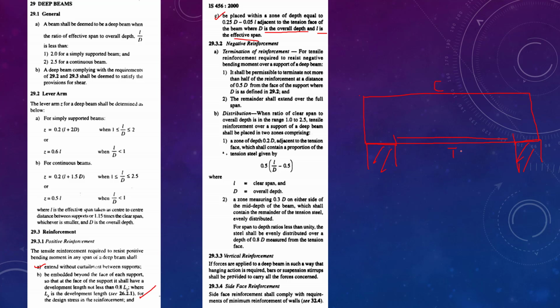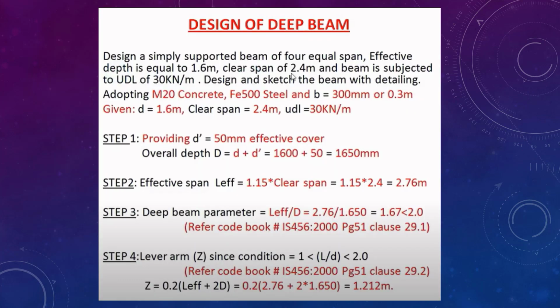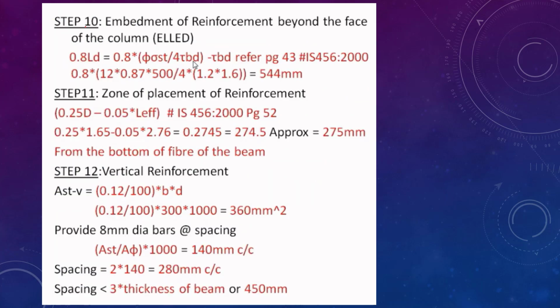That means top will be compression, bottom tension. So from the tension phase, for this distance 0.25D to 0.05L should be the position of the reinforcement. So we know the development length to be provided, and we know the place where the reinforcement has to be provided. So the corresponding calculations are coming in step 10 for finding the development length, and step 11 is for finding the placement.